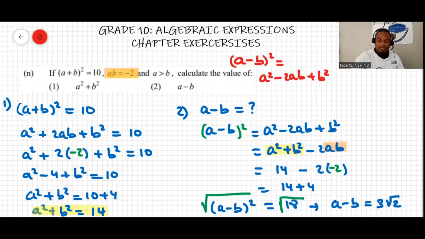Yes, 3 roots 2, but we must write plus or minus, because it generates always 2 answers. Whenever you square root both sides and you have variables, like a minus b, unknown like that, put plus minus 3 roots 2. That's the answer. Okay, thank you.